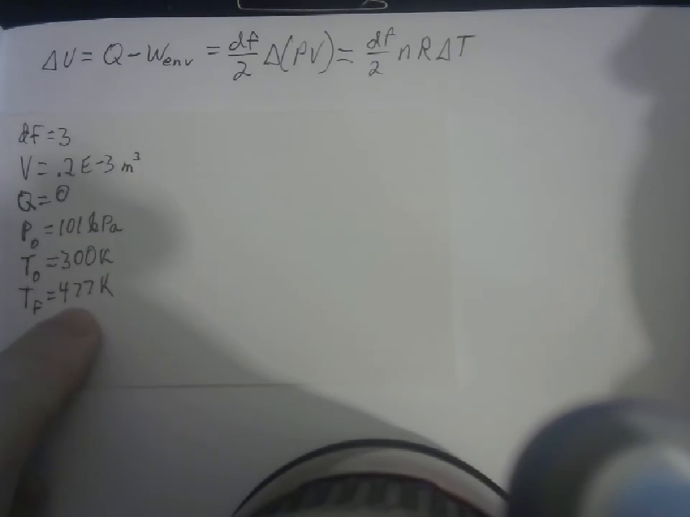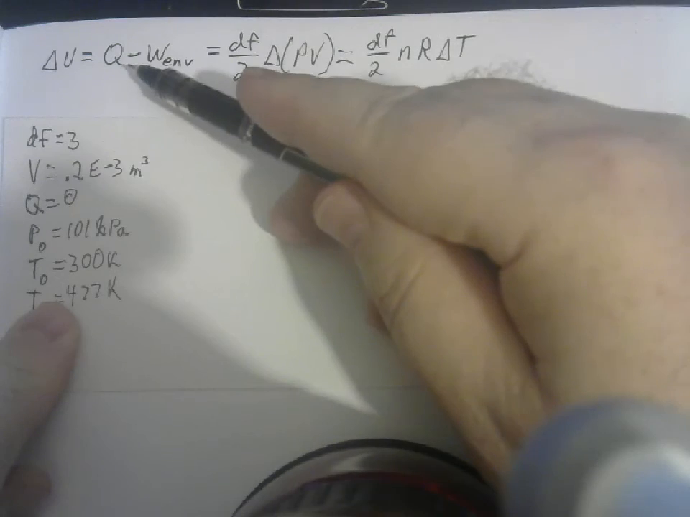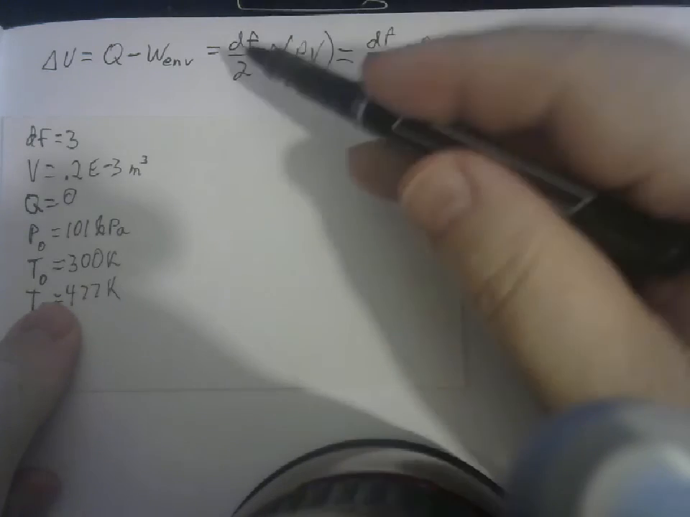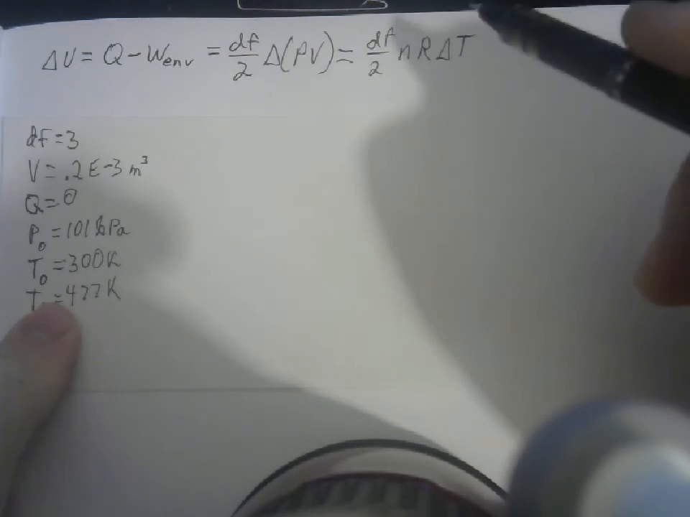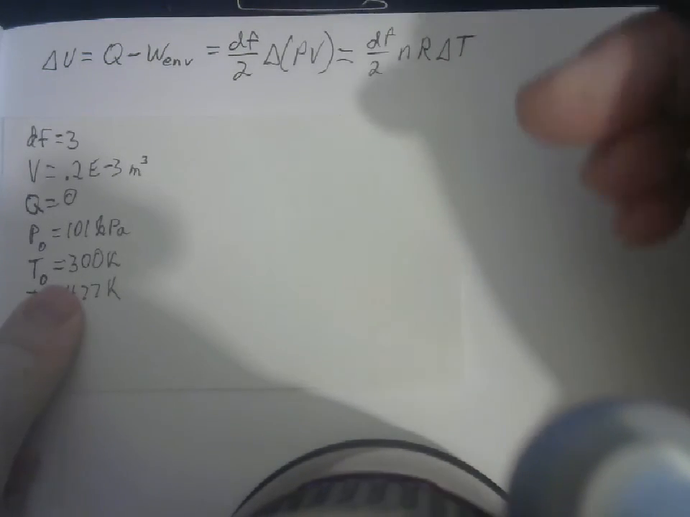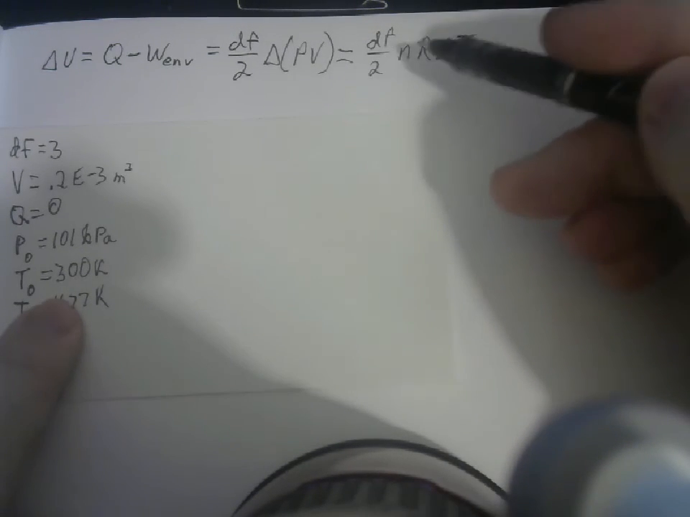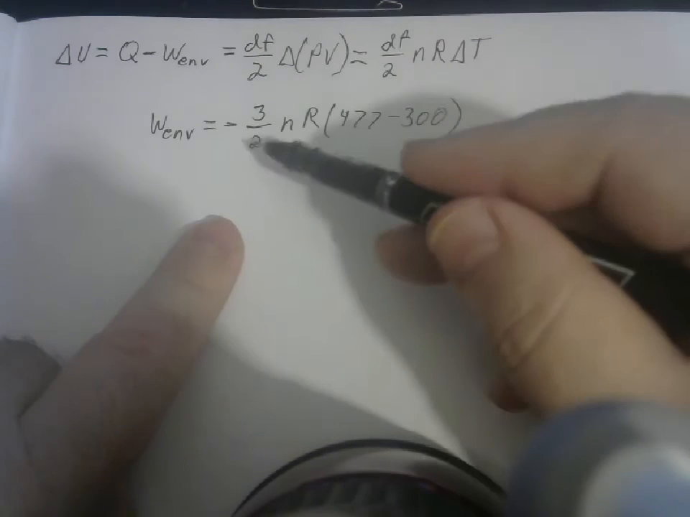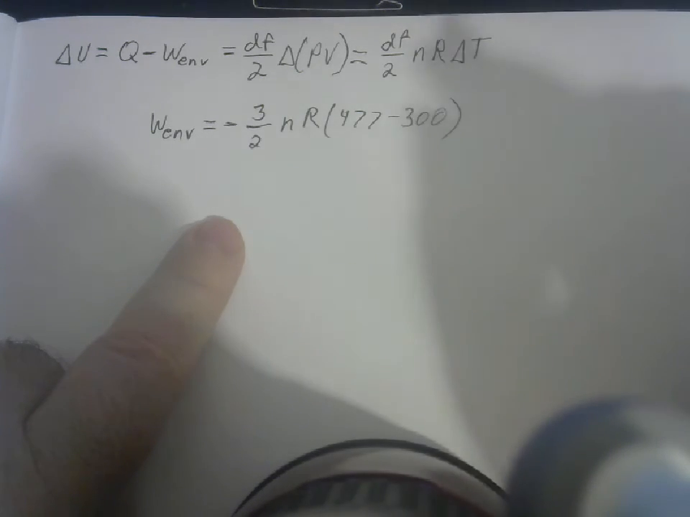Okay, so I'm writing down my big master equation, delta U equals Q minus W. I've changed this to, instead of plus work shrinking, I'm subtracting work of the environment. This part of the equation is not going to be easy to use because we can't say delta PV is equal to P delta V. But this part looks pretty easy to use because we've got degrees of freedom, we've got n, we've got R, we've got delta T. So we could say work done by the environment is 3/2 times nR times the delta T, which is 477 minus 300.